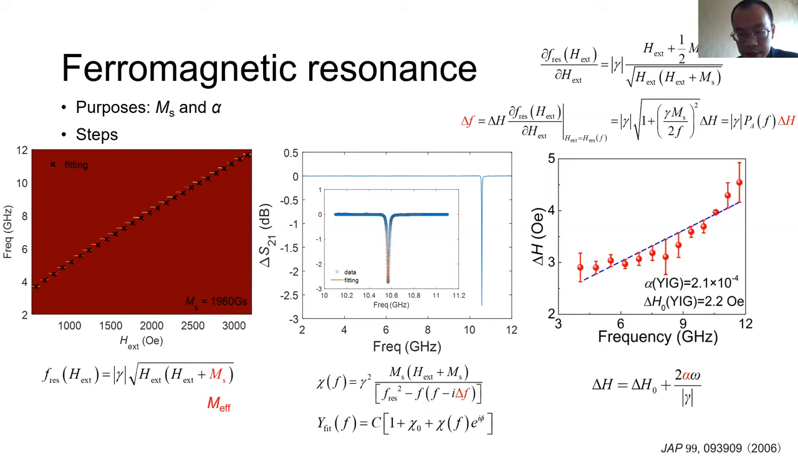It's very different from bulk materials. So the Kittel equation here would be much more complicated. Here we need to add some terms like the anisotropic field or some other surface field terms. Strictly speaking, we should do it like this. However, we can just use this simplified equation to determine a value of the magnetization.